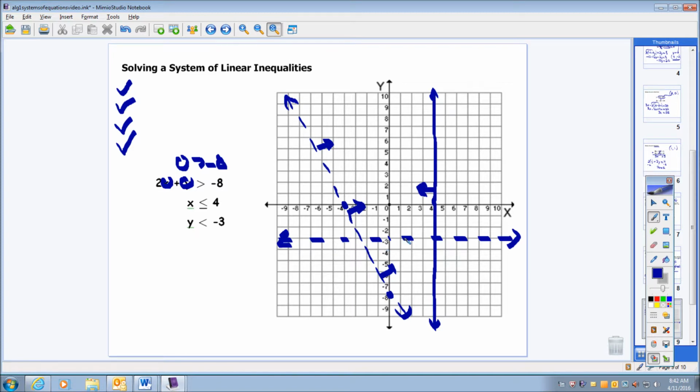So we're going to go everything that is below this line. So if I put a negative 4 here, right, that's true, right? That's a true statement. So it's to the right of this, to the left of this, and below this. So here's where you would color. And this is your answer right here.